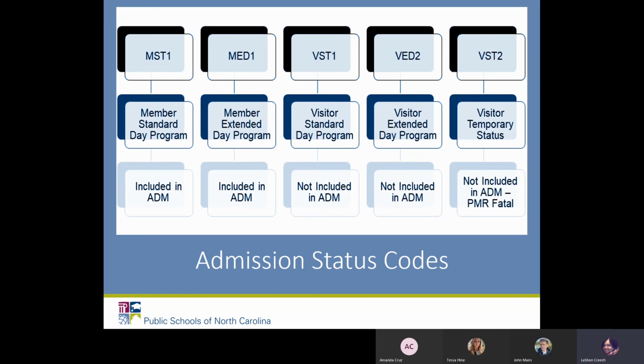VST2 is a temporary visitor status. It's only used for students that have not been withdrawn from their previous North Carolina public school and are attending a new North Carolina public school. Students can only be in membership at one school at a time. They are not included in ADM. Students must be updated with the appropriate code once the student is withdrawn from the previous school, or it will generate a fatal error on the PMR, which I think is PMR exception 3, student double counted in membership.